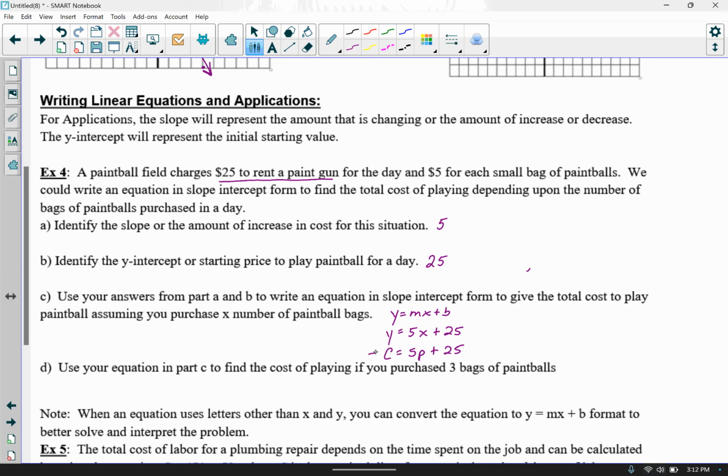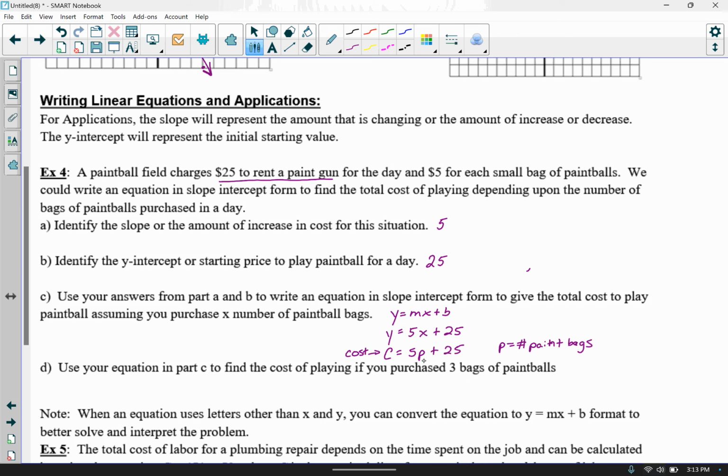So I'll put over here that C represents the cost, and P equals the number of, let's say, paint bags that you buy. So maybe you buy one bag, it only costs you $30 to play. Part D says, let's use this equation now to find the cost if you were to purchase 3 bags of paintballs. So if we're going to purchase 3 bags, I'm going to be plugging 3 in for my C or my P.